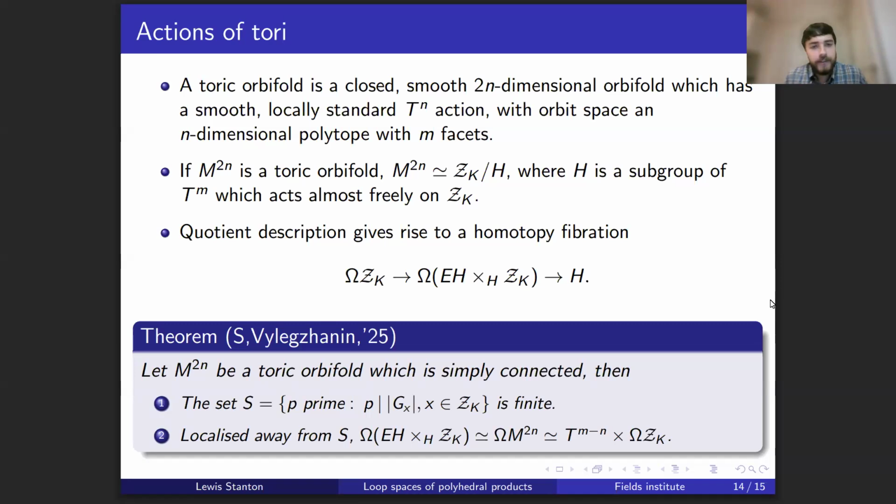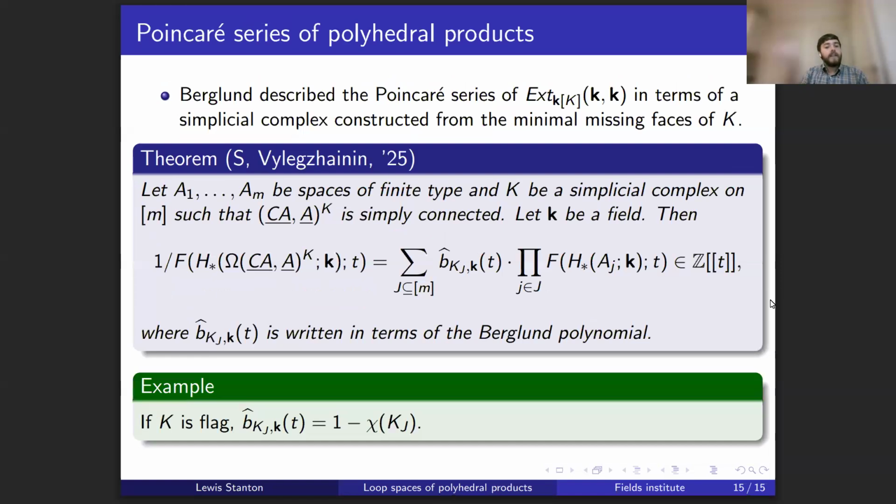And I'll just say in words, just to finish off, that the technique that we used to reduce the cone on A case down to the moment angle complex case, or maybe I'll just put it on the screen, is that you can actually use this to reduce the calculation of the Poincaré series of these polyhedral products, as long as it's simply connected, down to the moment angle complex case. And as I mentioned, Berglund described these in terms of some other simplicial complex, which is what these B-hat K_J's and K's are. And so you can describe the Poincaré series in terms of these simplicial complexes and the Poincaré series of your ingredient spaces.